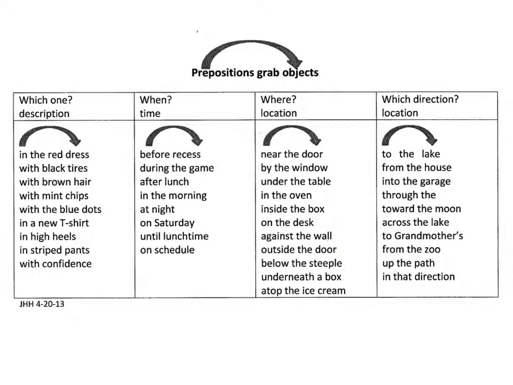Here are some examples of the ways that prepositions kind of grab their objects. For example, you would have in the red dress. In is the preposition, dress is the object of the preposition. Notice that you have an adjective in your prepositional phrase modifying the dress. It doesn't matter. The phrase consists of the preposition plus its object.